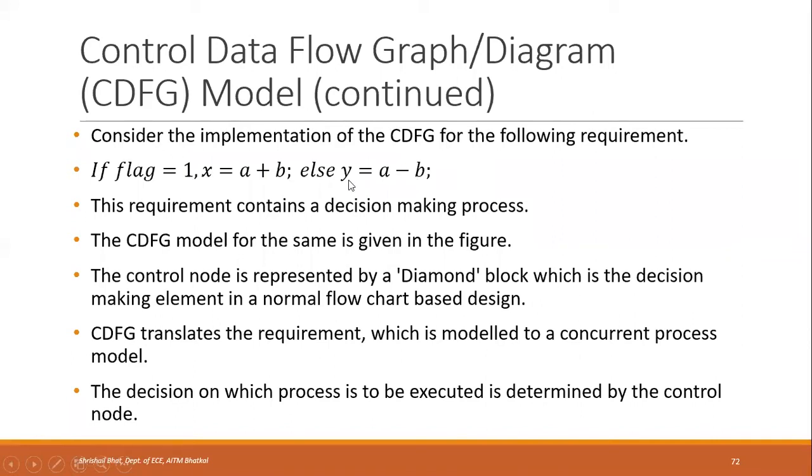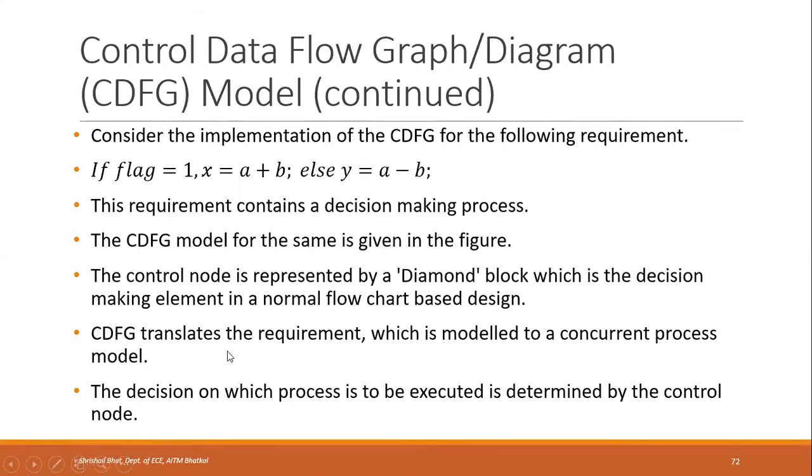So there is a decision making process. You are comparing the flag with a particular value and deciding what to do. There is a control node, or decision node, which is represented using a diamond shape, a diamond block. This is the decision making element in a normal flowchart based design.